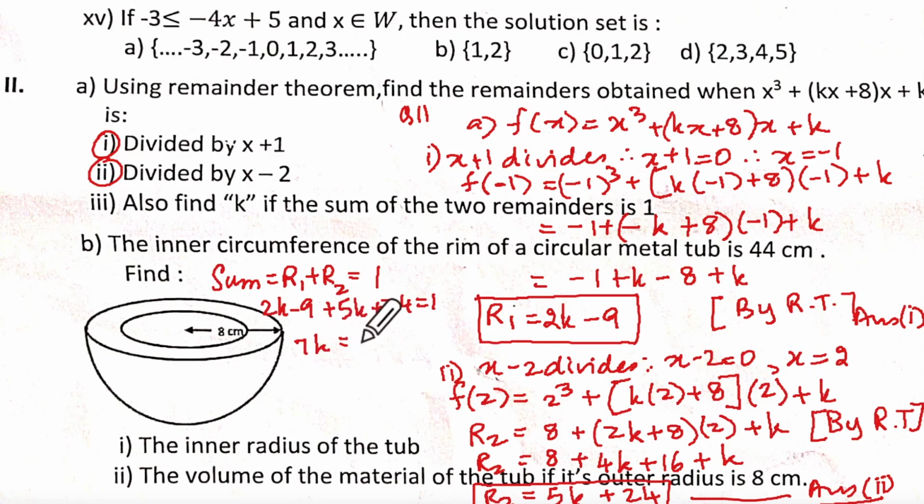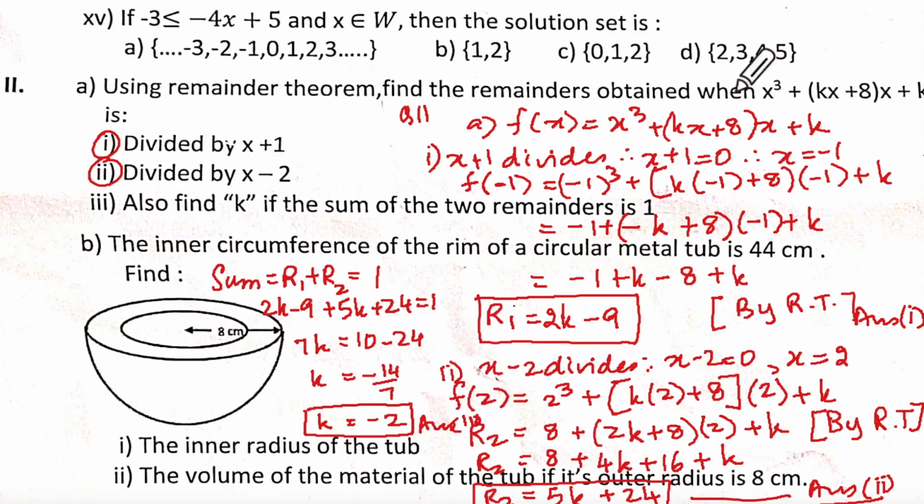This k equals 2. K equals 2? No, minus 2. Correct. Don't be hasty, my boy. This is your answer 3.